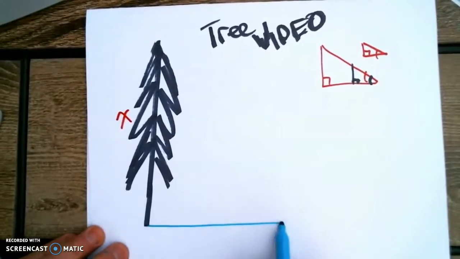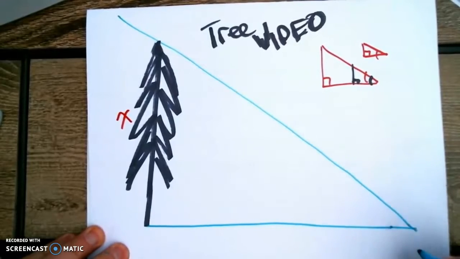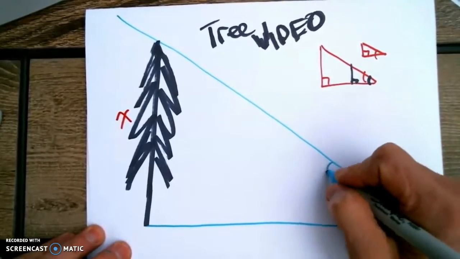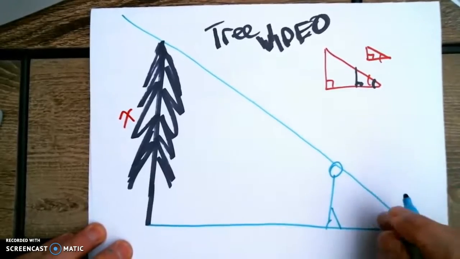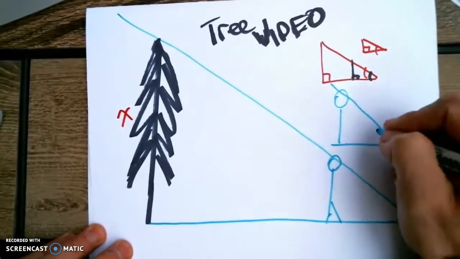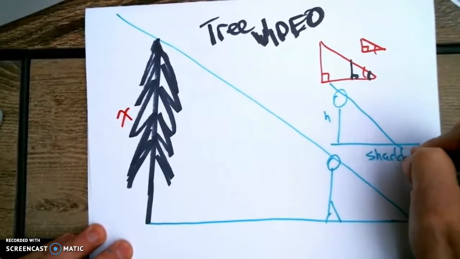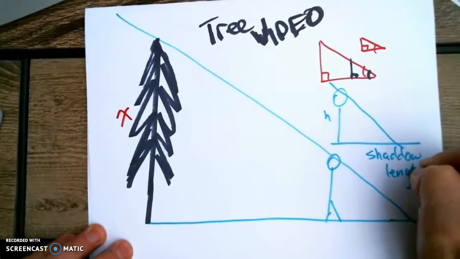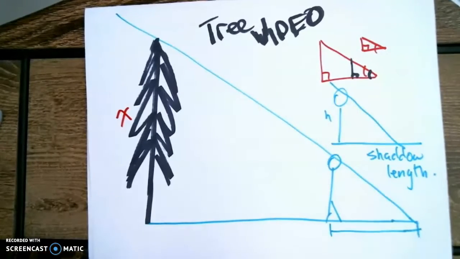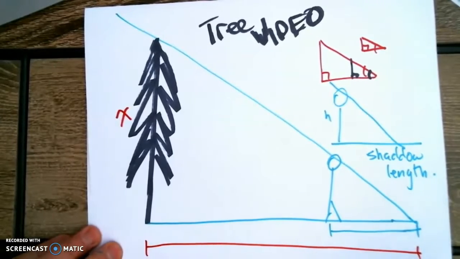So we have a tree shadow, okay, and we have the sun. That's what causes the shadow. Now, your shadow, you could either put yourself in here, right? Or you could just do another one like this, where you have your height and you have your shadow length, like so. From here to there, that's going to be your shadow length. From here to here, the tree to the end is going to be that shadow length.